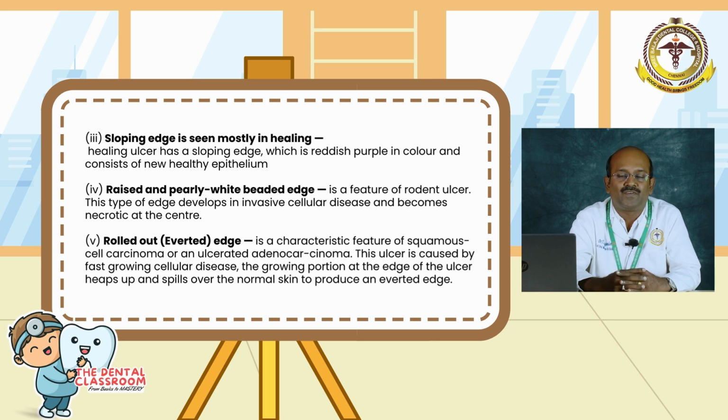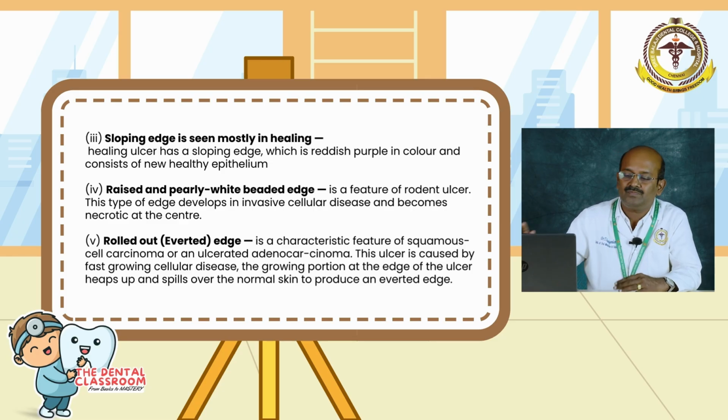The last type of edges, raised and everted edges, are very commonly seen in case of squamous cell carcinoma, where there will be an overgrowth of the cancerous cells. It will be flowing over the normal epithelium, giving rise to raised and sloping edges.